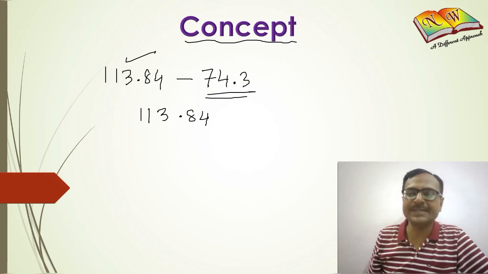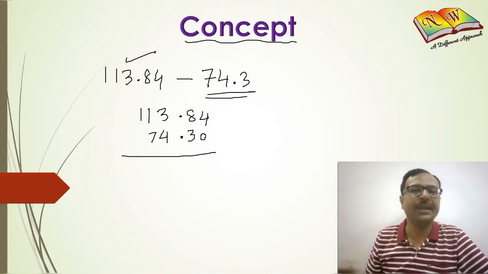How do you write the second number 74.3? You have to align the decimals one below the other. So 74.3 is to be written like this. After the decimal you have only one number in 74.3, so you can suffix a 0 here. It doesn't change the number.